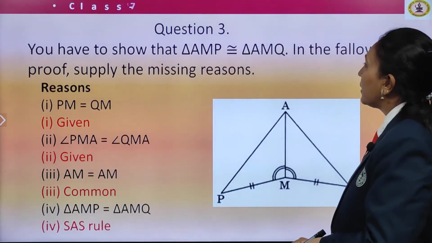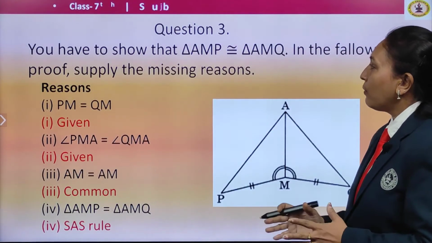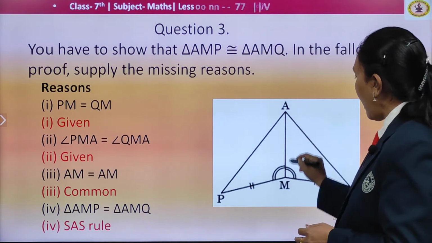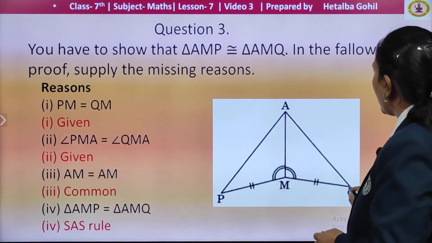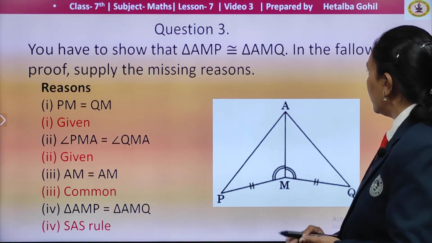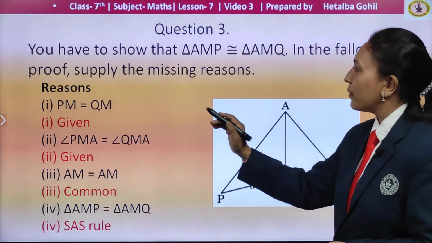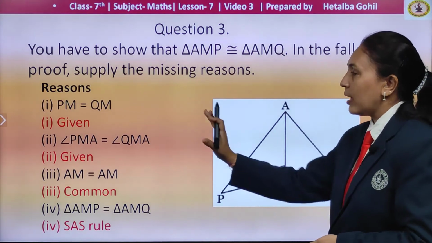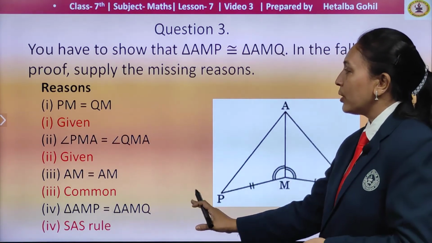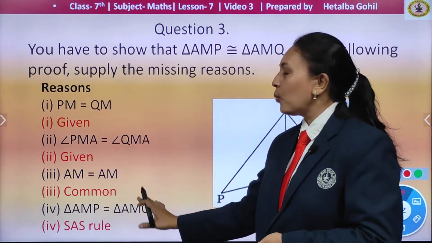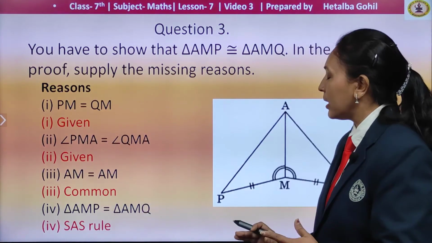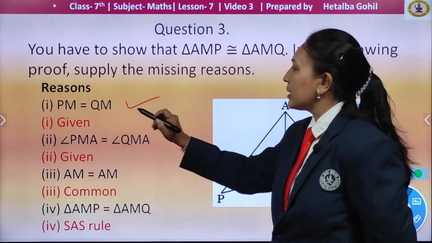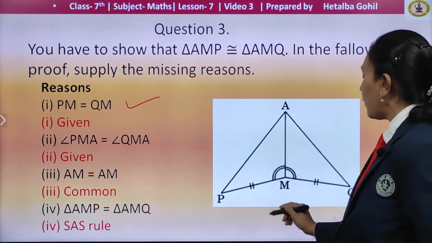This is question number 3, children. You have to show that triangle AMP and AMQ are congruent to one another. In the following proof, supply the missing reason. You have to just give the reason. They have already given the solution to us, but why they are equal to one another, that we have to answer here. The first is given to us, PM is equal to QM.